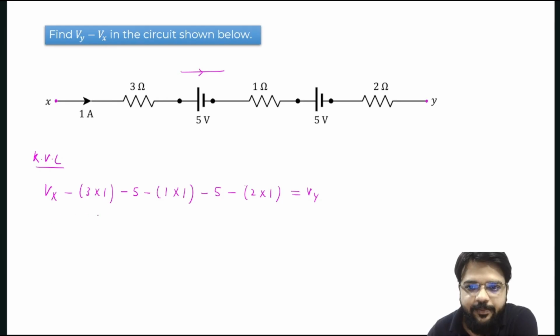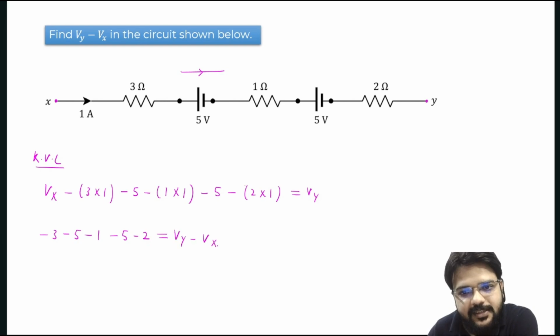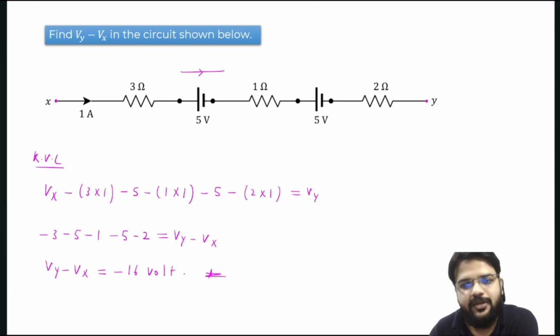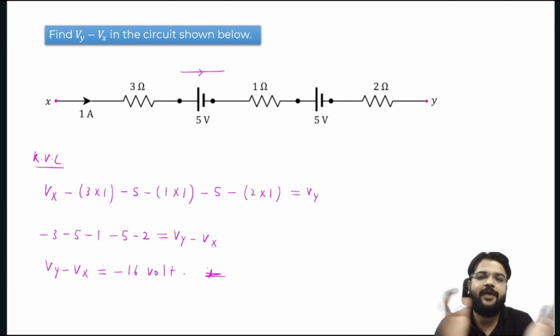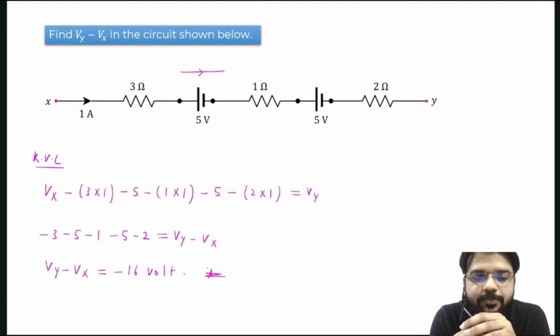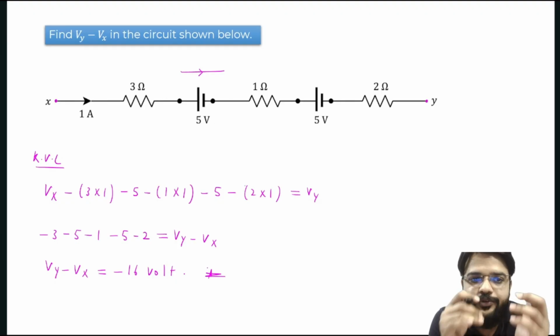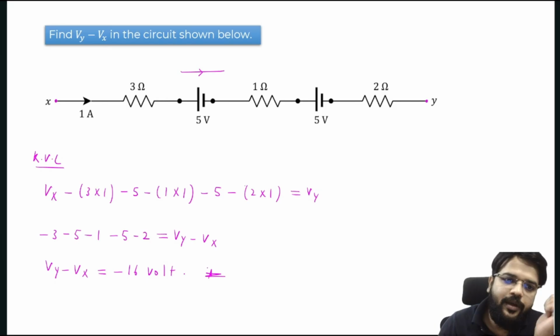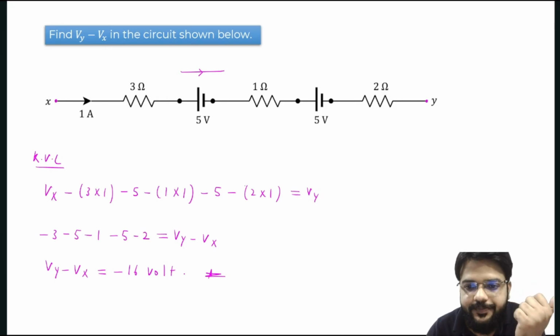Now the next thing is to simplify this. So minus 3, minus 5, minus 1, minus 5, minus 2 equal to Vy minus Vx. Correct? So finally what we get after simplification is minus 16 volt. And this is the final answer for this question. So I hope this is clear, when we have this type of question, how we can simplify, correct? And how we are using KVL here. So note down everyone, then we will discuss the next question.